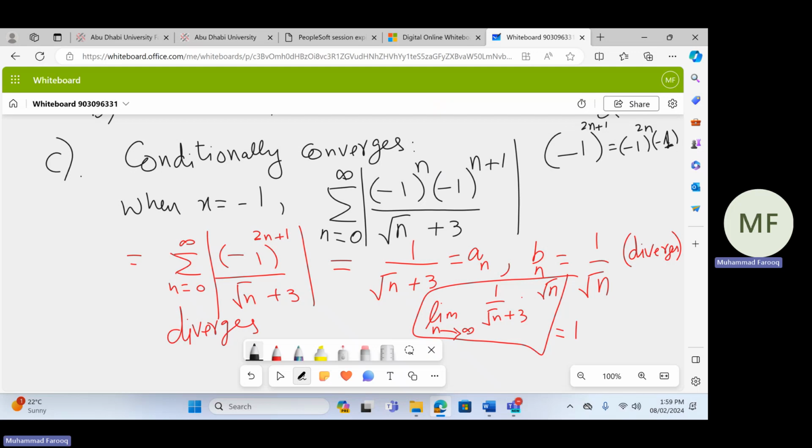Any number with power 2n, you know what the meaning of 2n is? 2n is even. Any negative number with an even power is always positive. This is -1, with absolute value, what's the answer? 1. Actually, right now, I will use this concept without absolute value. Okay, I did not discuss this one here. Why? Because absolute value is always positive, so no need to spend much time.